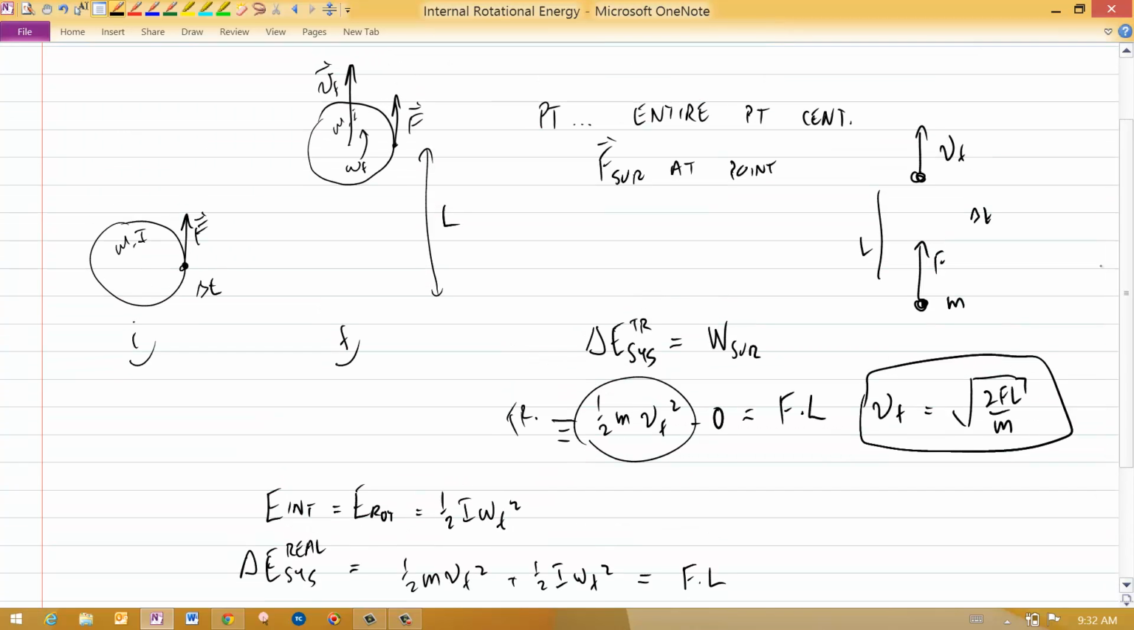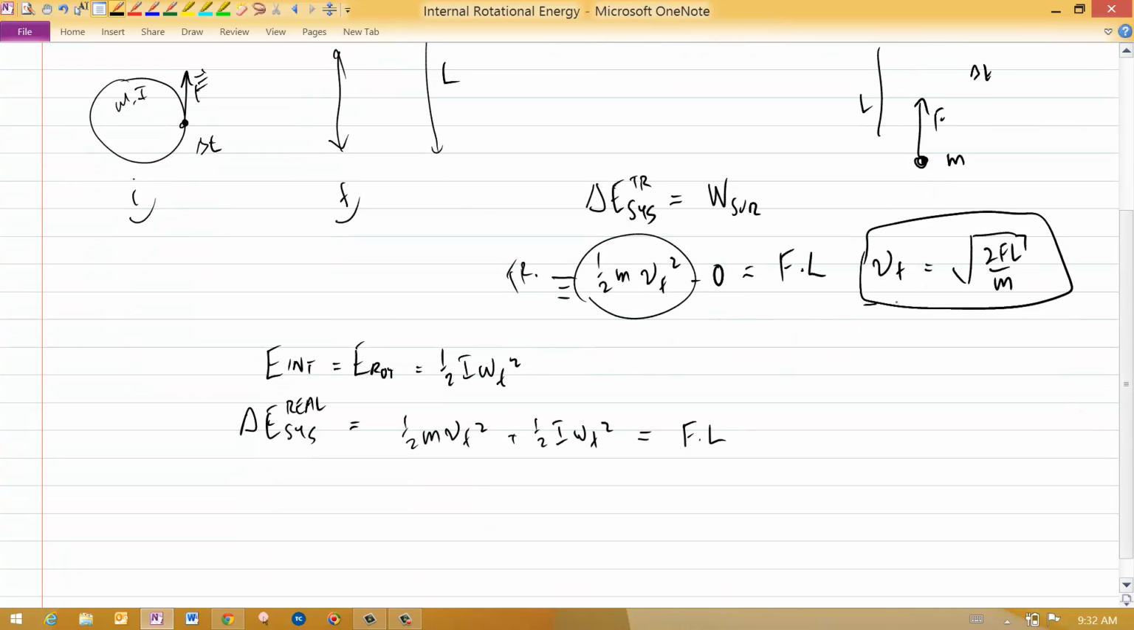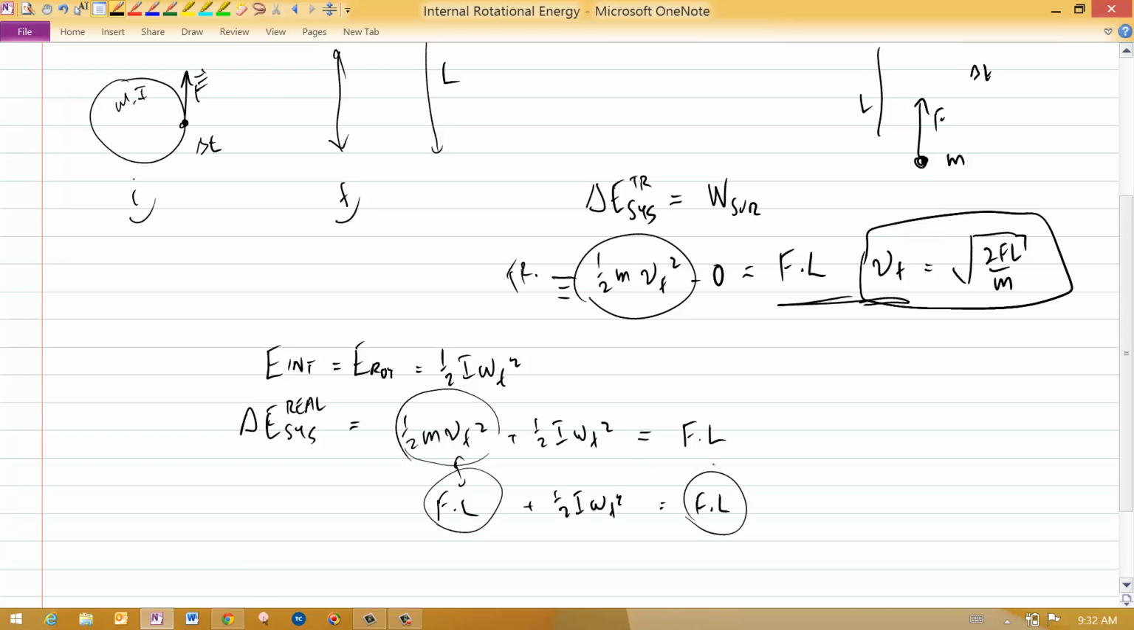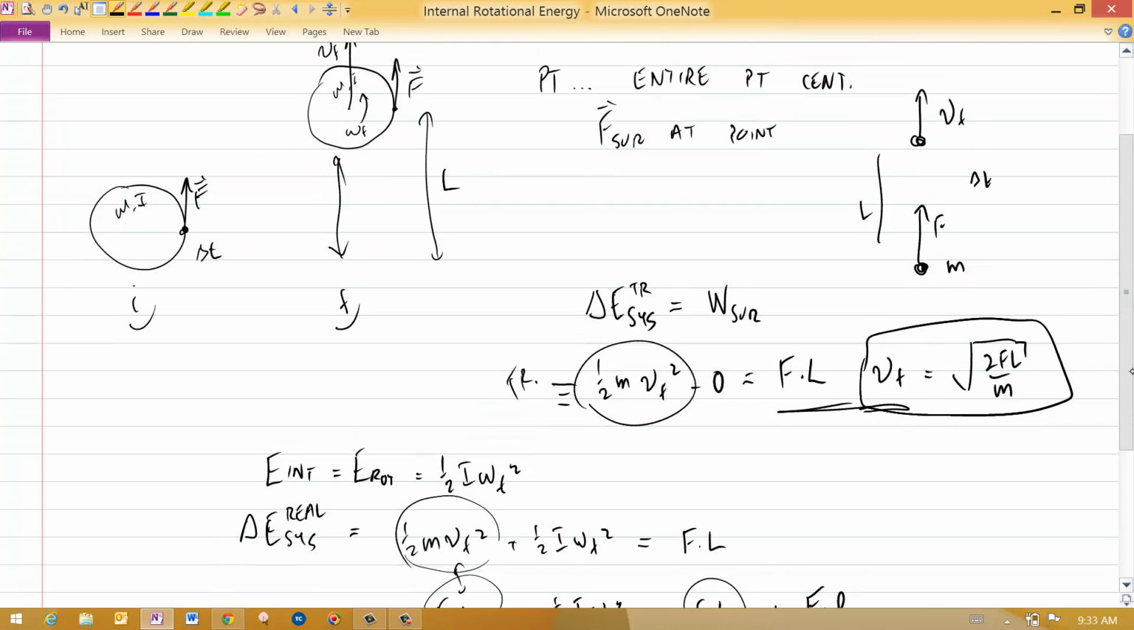This object has moved a distance L, and there's a force F on it. Well, we know from the point analysis that 1/2 m v final squared is exactly equal to F times L. If 1/2 I omega final squared is also equal to F times L, then the translational energy is entirely accounted for by F times L, which means the internal rotational energy is unaccounted for. It would have to be 0, and that is not what happens. What I have is another piece of energy here, F times little l, and the little l I haven't shown you on this picture.